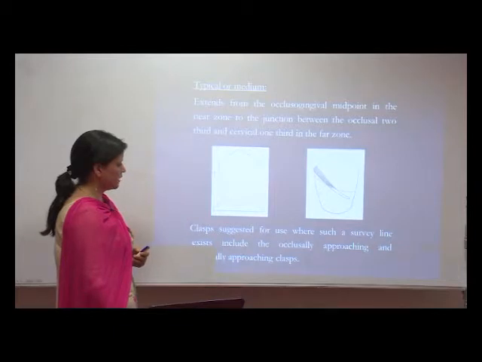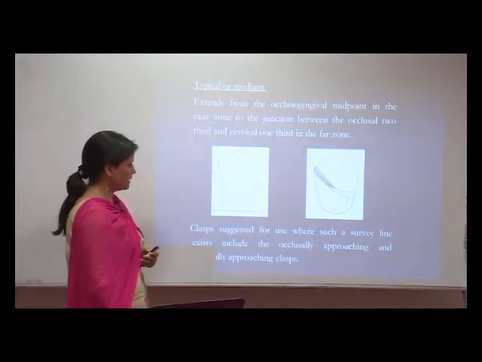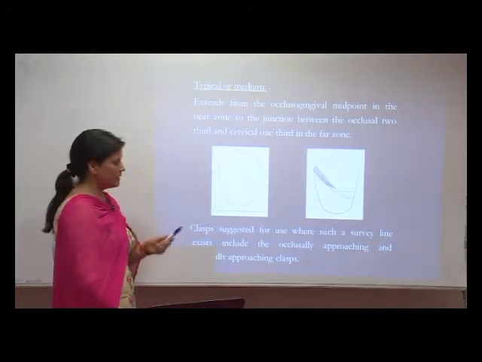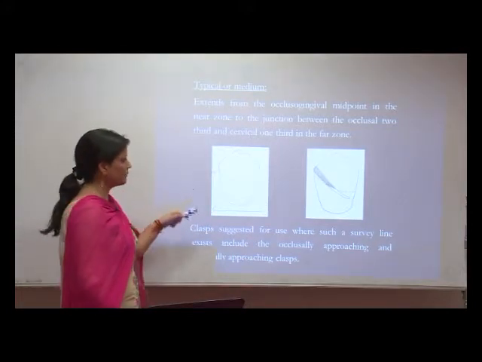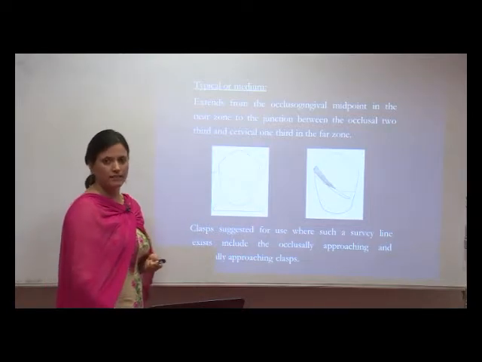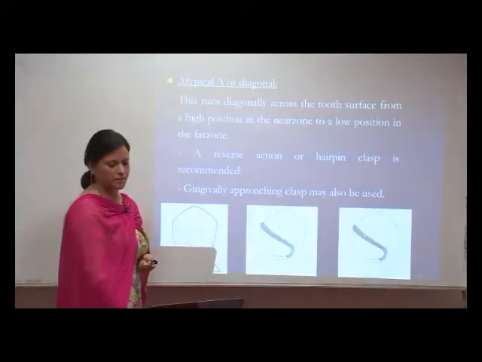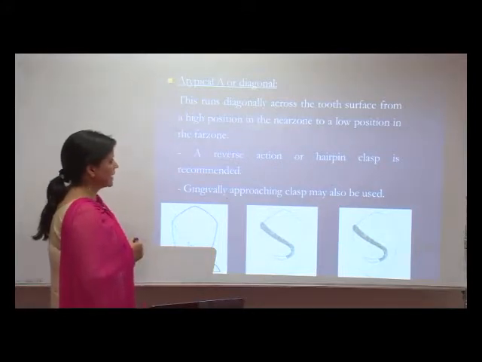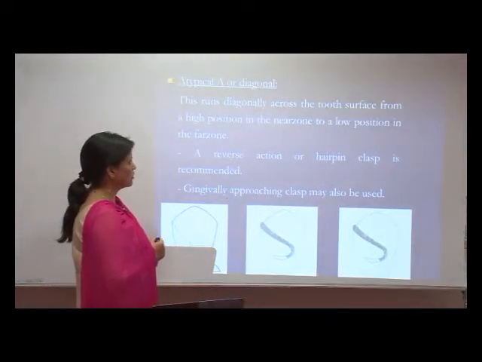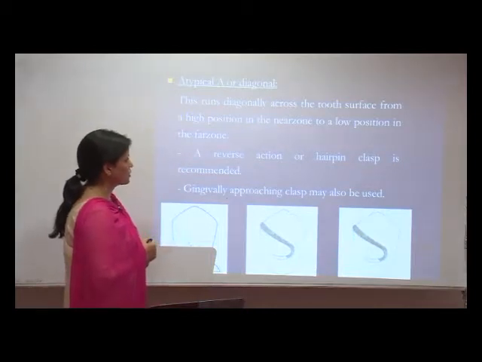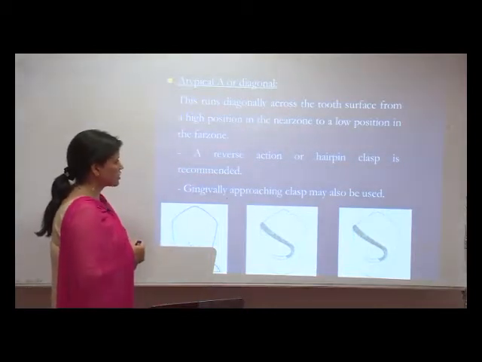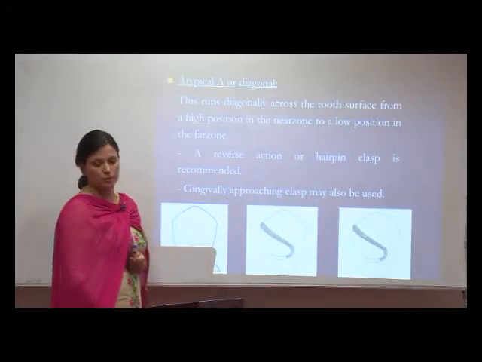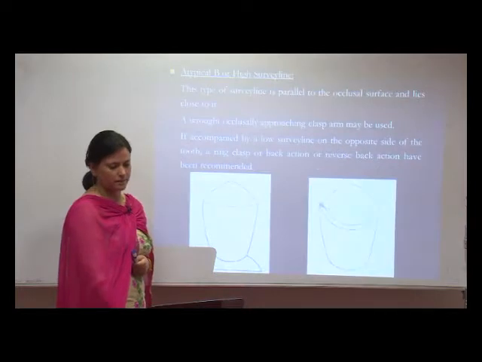Clasp suggested where such a survey line exists: occlusally approaching clasp or gingivally approaching clasp. So in this case, any type, it is a medium type of survey line, or you can give a bar clasp or roach clasp. Atypical A or diagonal: this runs diagonally across the tooth surface from a high position in the near zone to a low position in the far zone. A reverse action or hairpin clasp is recommended. Gingivally approaching clasp may also be used in this case.